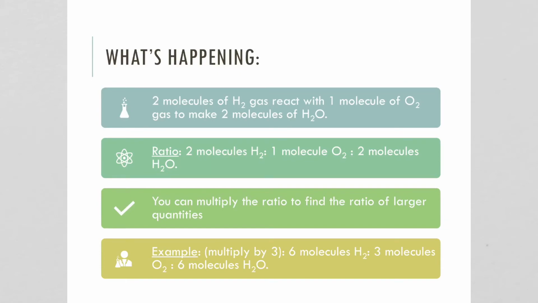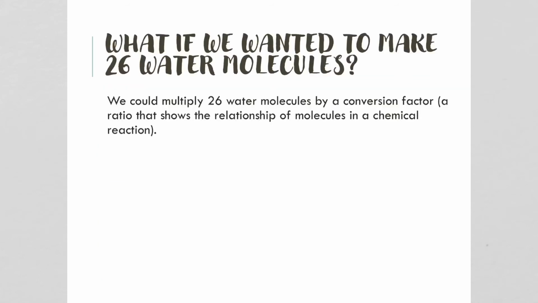So if we wanted to know a larger quantity, if you multiply everything in the ratio by 3, that would mean that 6 molecules of hydrogen are interacting with 3 molecules of oxygen to make 6 molecules of water. So that's kind of the starter lesson on how stoichiometry works.